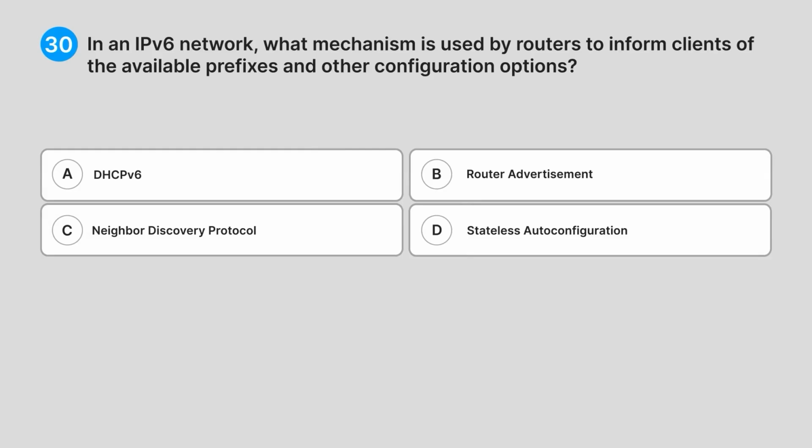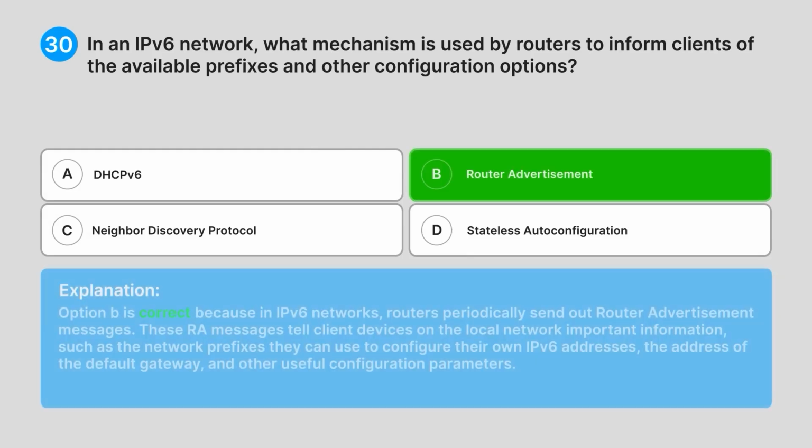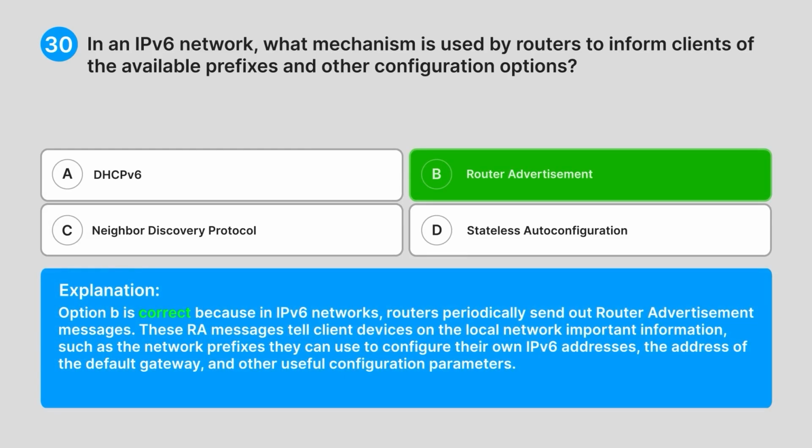Correct answer, B. Router advertisement. Explanation. Option B is correct because in IPv6 networks, routers periodically send out router advertisement messages. These RA messages tell client devices on the local network important information, such as the network prefixes they can use to configure their own IPv6 addresses, the address of the default gateway, and other useful configuration parameters.